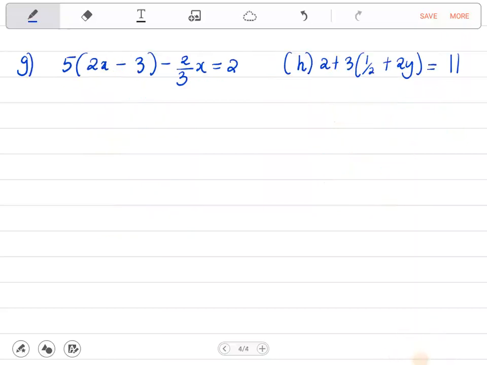I have the other 2. Let's go. So 5 times 2, we get 10. We know, right? A 10 and an x. 5 and a 3, we get a 15 with a negative. Then we have a 2 and a 3 as a fraction equal to a 2.